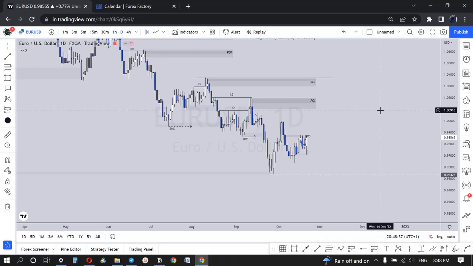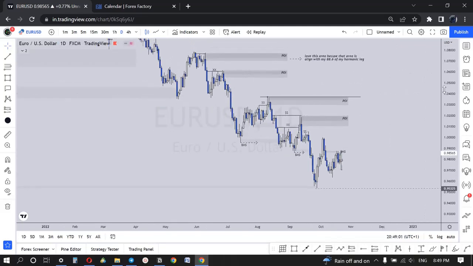What we can see on my screen right here is the daily time frame, and I'm making use of the daily time frame to know the overall bias of the market, and also to keep in mind where I should start looking for a pullback or a continuation from the daily. So right from this daily time frame on EUR/USD, we can see the order flow.